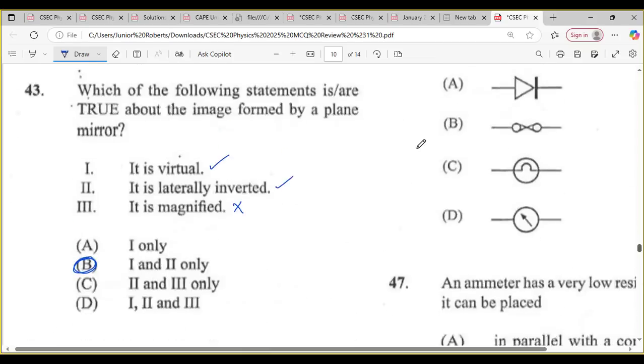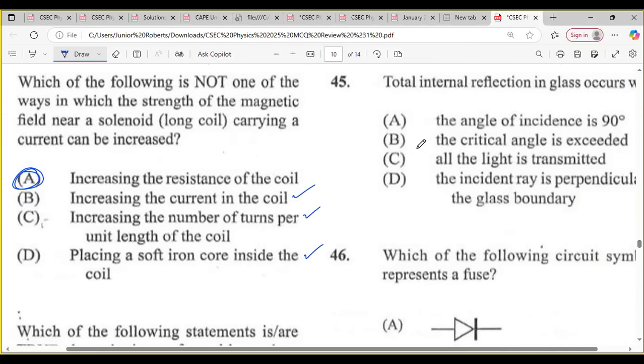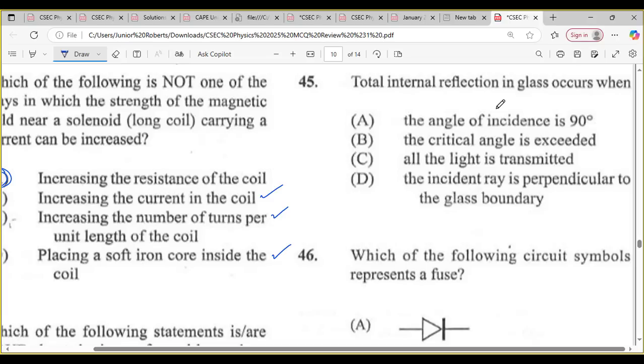So that's 44. Now 45 says, total internal reflection in glass occurs when? Total internal reflection occurs if we exceed the critical angle. So that's going to be B for 45.